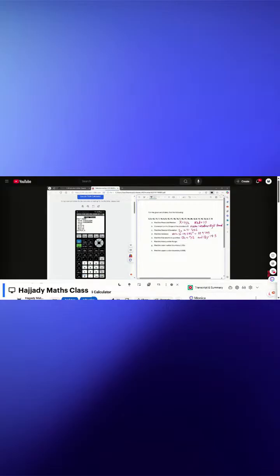The next question says find the interquartile range. The interquartile range is represented as IQR with the formula Q3 minus Q1, which is 14.5 minus 7.5. And the answer here is 7.